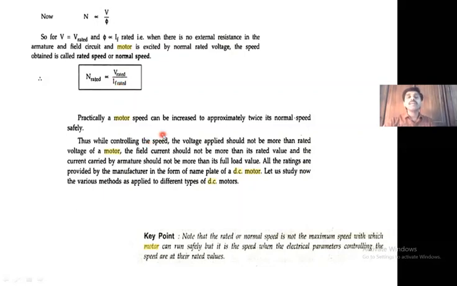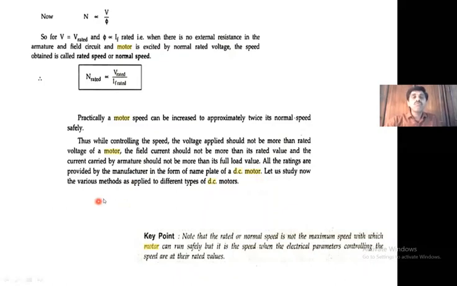Practically, the motor speed can be increased to approximately twice the normal speed safely. That means what? While controlling the speed, the voltage applied should not be more than the rated voltage of the motor, the field current should not be more than its rated value, and the current carried by the armature should not be more than its full load value. All these ratings are provided by the manufacturer in the form of the nameplate of the DC motor.